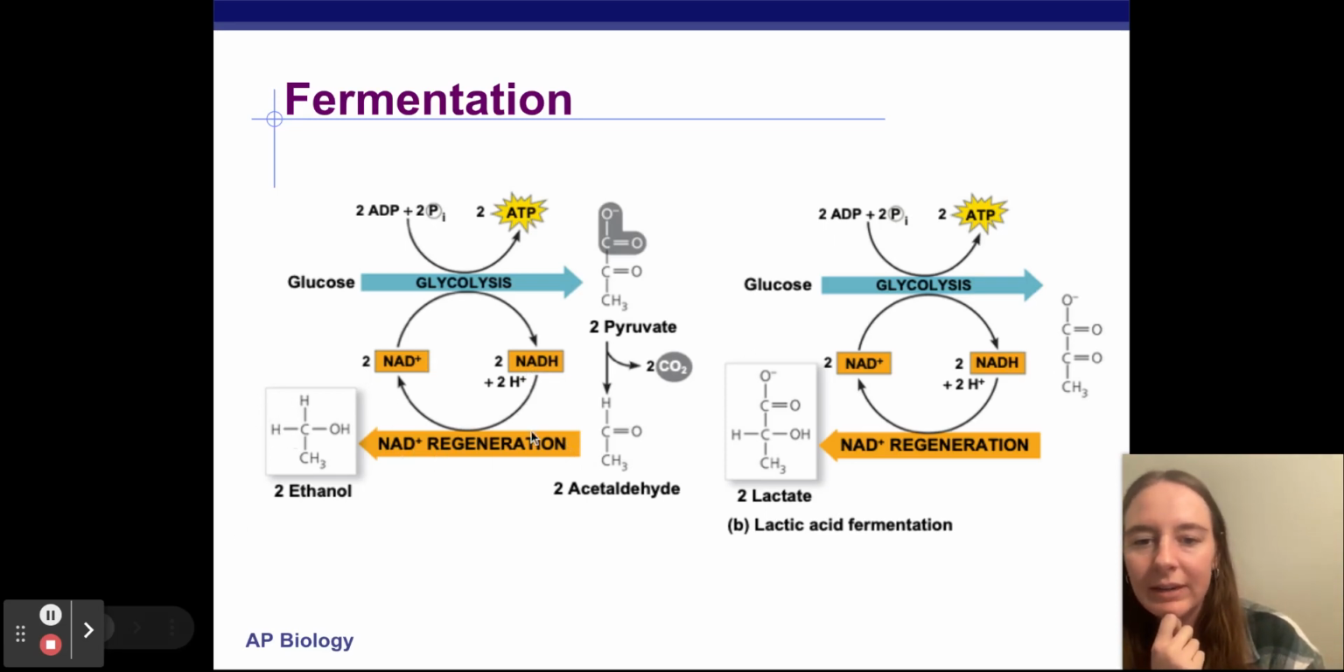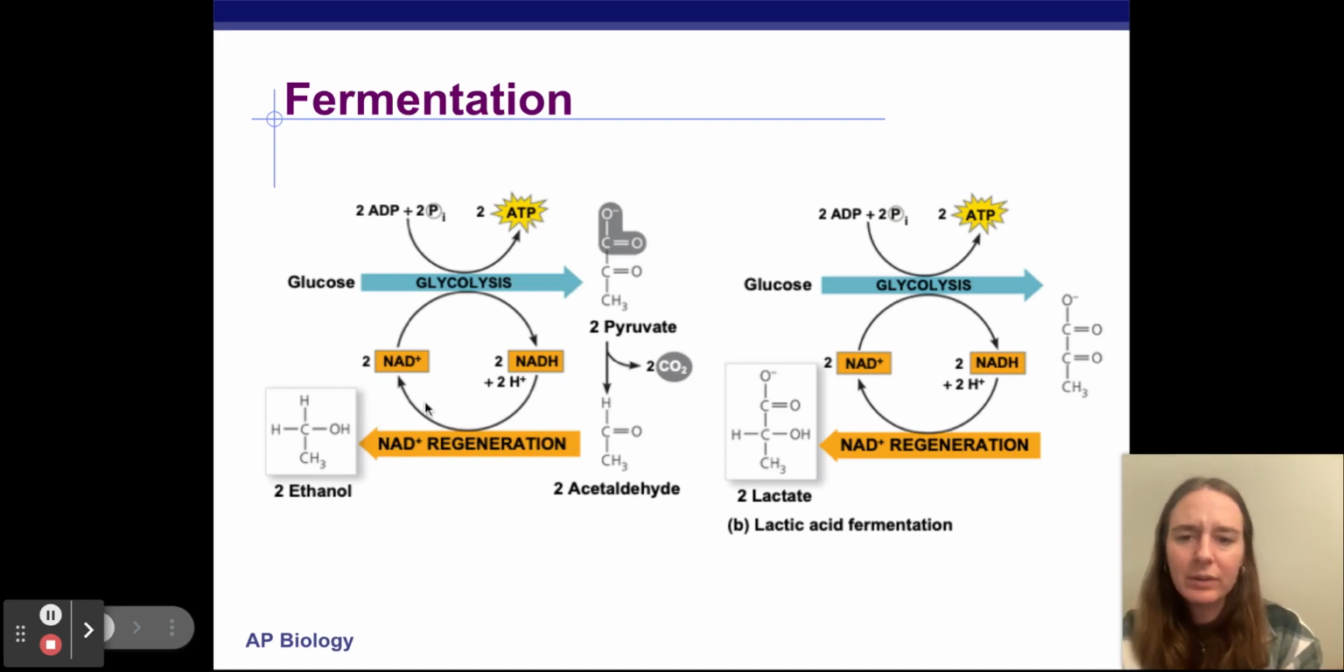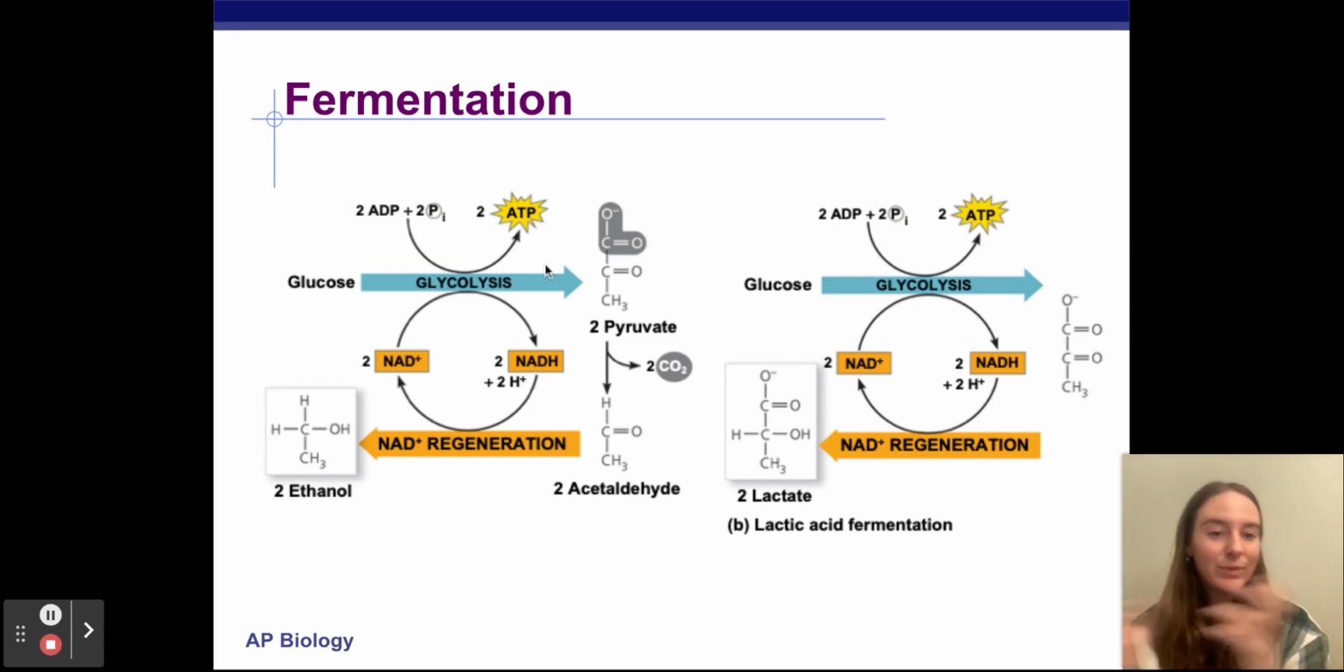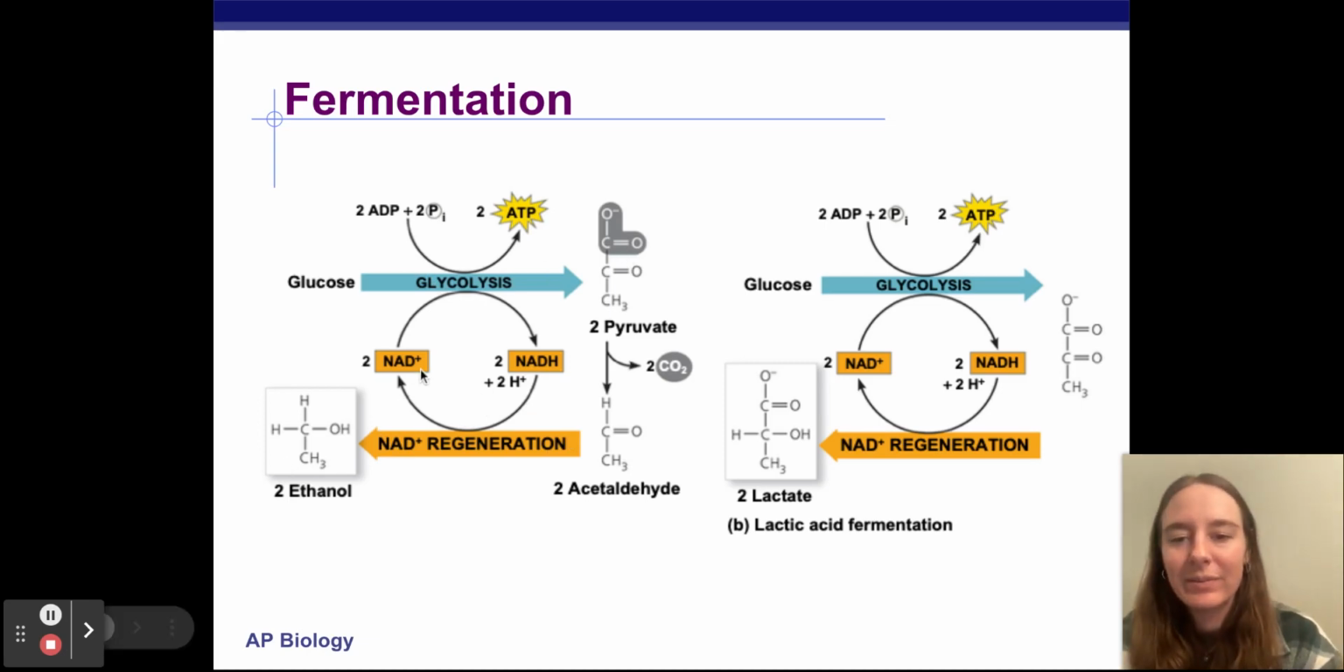Okay, so if you see here, it's going to pick up even another hydrogen. So it's going to add a hydrogen here and a hydrogen here. It's going to pick up more hydrogens and produce ethanol, which is alcohol. You don't need to know all the biochemistry of this, but just see here that we're really just moving around some hydrogens so that we can regenerate NAD+, so that we can do glycolysis again, make more ATP.